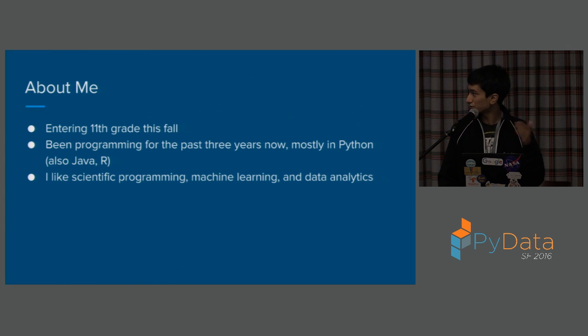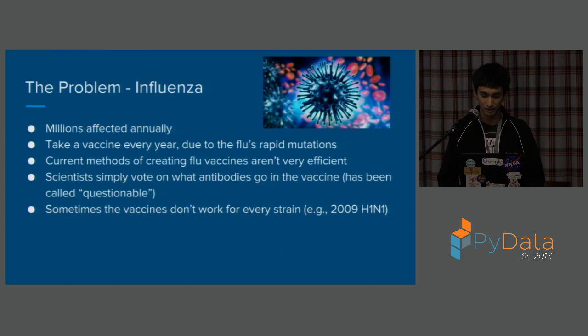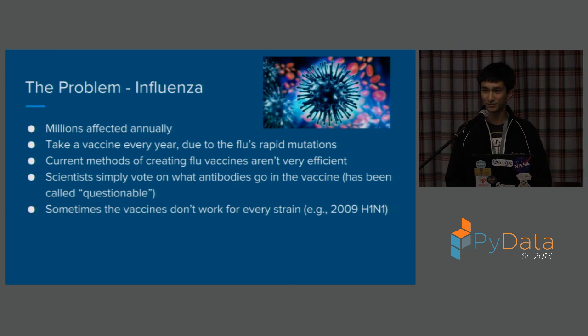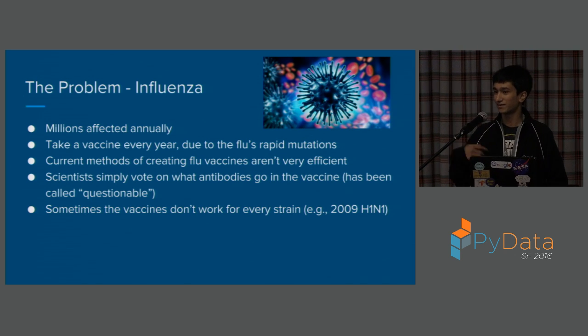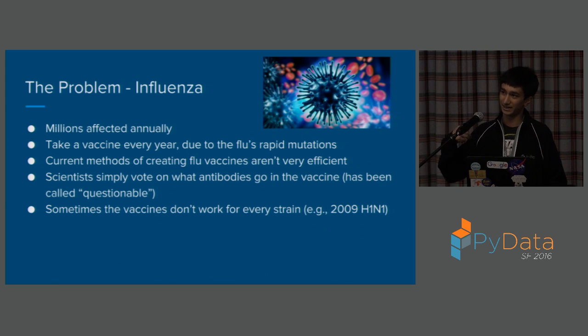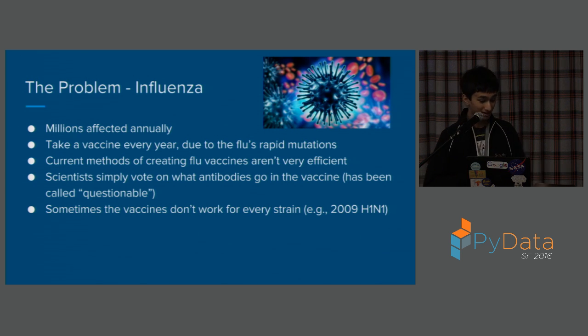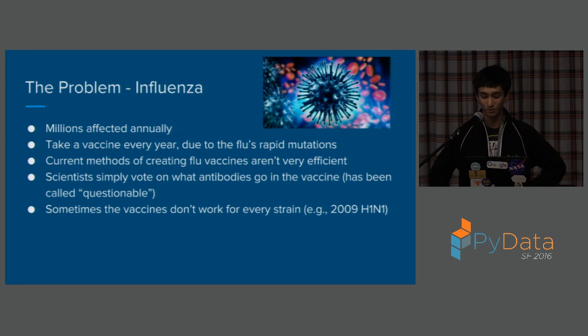So let's first start out with the problem that I was trying to solve, and that is the influenza. Chances are you've probably had the influenza in previous years, and we take a vaccine every year so we can try and gain immunity from it. But right now, current methods of creating vaccines for the flu aren't the best, because scientists just vote on what antibodies and what drugs should go into the vaccine, and this practice has been called questionable by the National Institutes of Medicine, which is not that great if you don't want to fall sick. And sometimes the vaccines don't work for every strain.